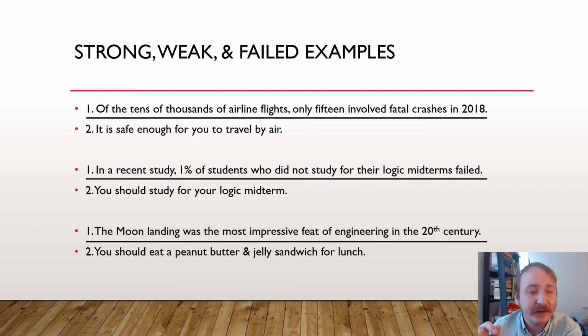Finally, this argument has totally failed logical connectedness. The moon landing was the most impressive feat of engineering in the 20th century. Therefore, you should eat a peanut butter and jelly sandwich for lunch. The premise, even if it's true, and in fact it is, right, has nothing at all to do with the conclusion. And it being true doesn't support the conclusion or give us any reason to believe it whatsoever. And that's what makes this argument failed as opposed to weak, right? Weak is at least related. It just doesn't give us enough reason. Failed is unrelated generally and definitely gives you no reason whatsoever to believe the conclusion.